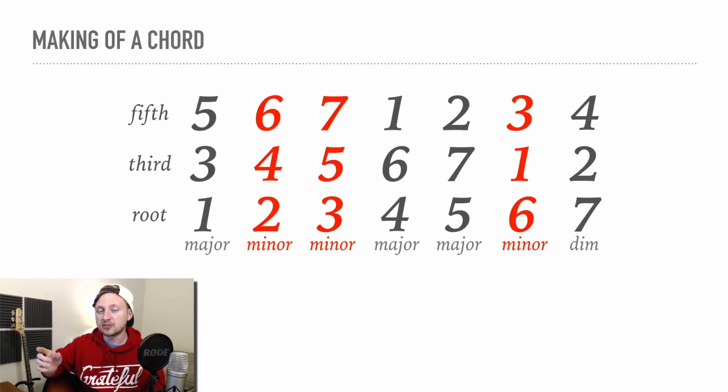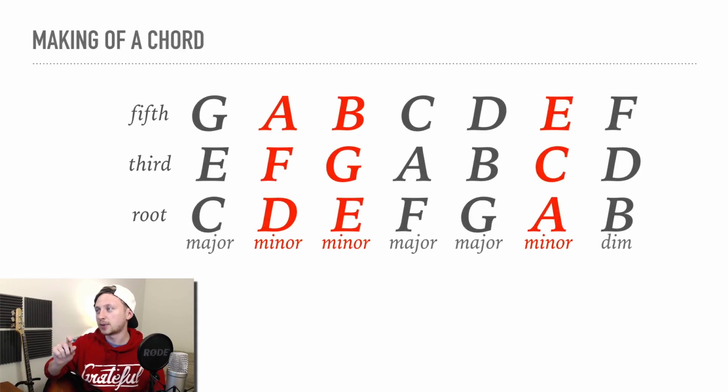This chart is going to be available in the Nashville Numbers cheat sheet, and what I've done here is expand this so that, instead of using the numbers, I've put it all into the key of C. So if I said, play me the 6 minor chord, or an A minor, you could look at this and go, okay, A, C, and E. Those are the actual notes of the chord.